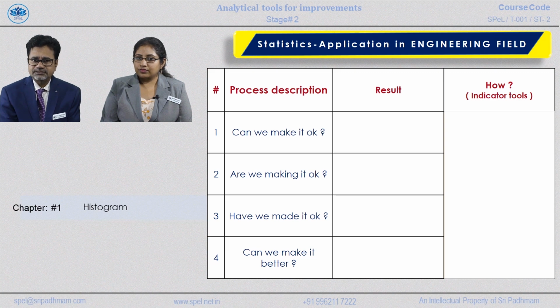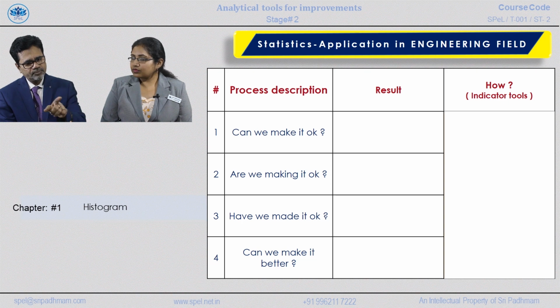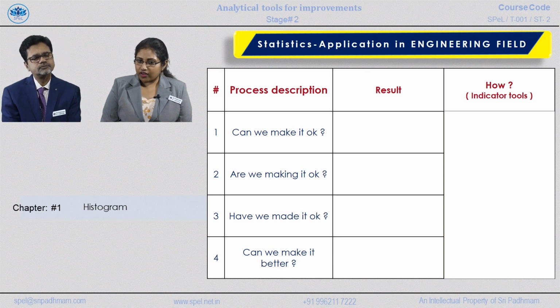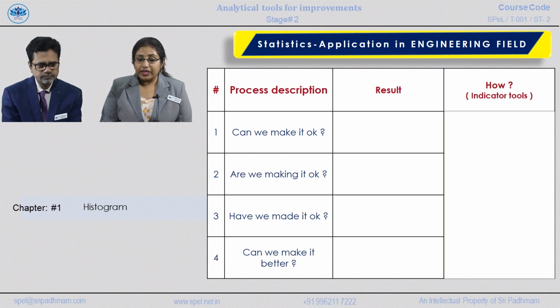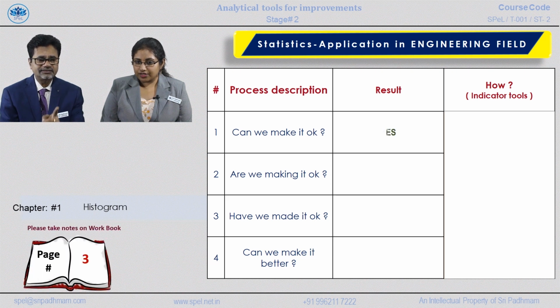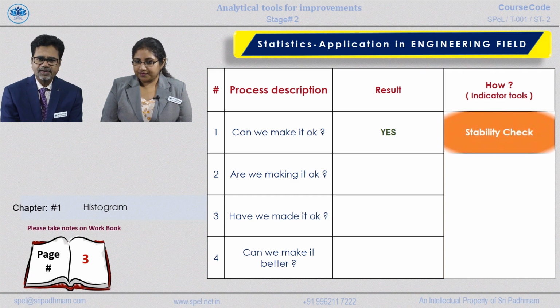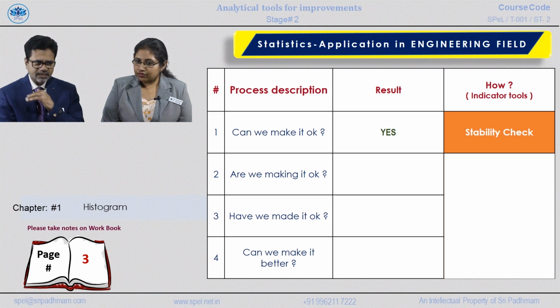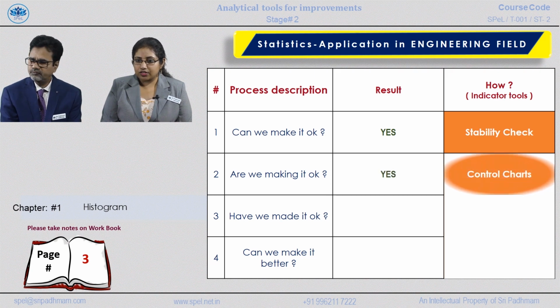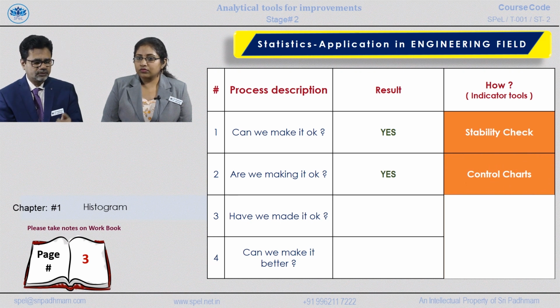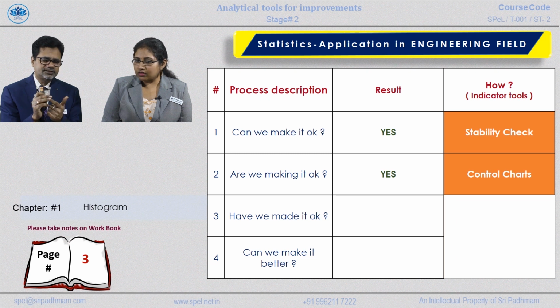Dear learners, statistics is being used everywhere nowadays and can be applied in any field. But basically, statistics helps us fetch answers for 4 important questions. Can we make it okay? Are we making it okay? Have we made it okay? And can we make it better? Can we make it okay? It is possible through stability check or Ppk study. Now the machine, the process, is running. The answer for are we making it okay is through control charts. Process control charts are of 2 types: variable type and attribute type.